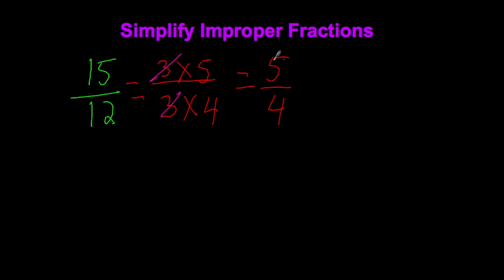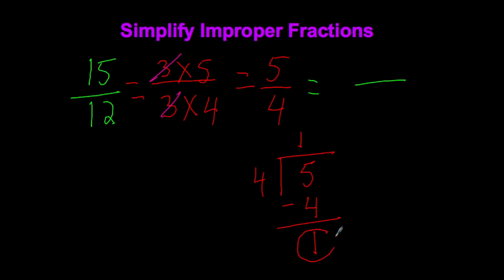But because the top number is larger than the bottom number, you need to write it as a mixed number. Mixed number, you're going to do the division. 5 goes inside, 4 goes outside. How many times can 4 go into 5? Once. And 1 times 4 is 4. 5 minus 4 is 1, so that's your remainder.